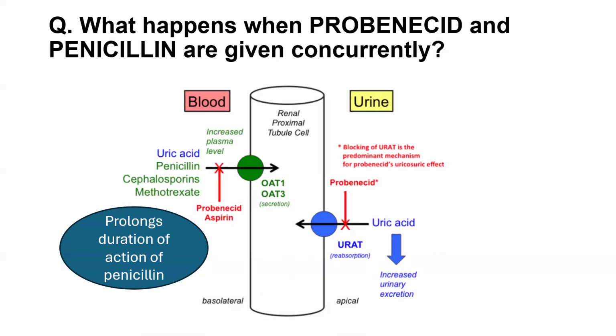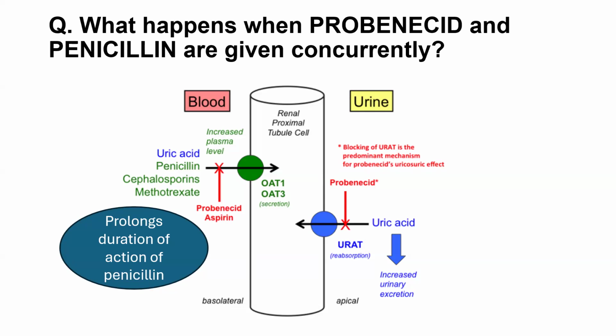So with probenecid, we know what is probenecid. What drug is it? Yes. Try to remember. It's a uricosuric drug. Yes. Probenecid, what drug is it? It's a uricosuric. Yes. It is used in gout.